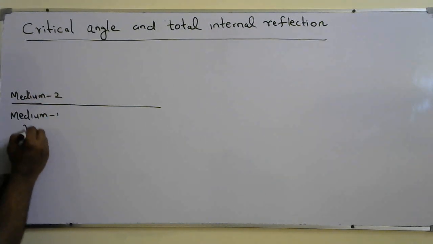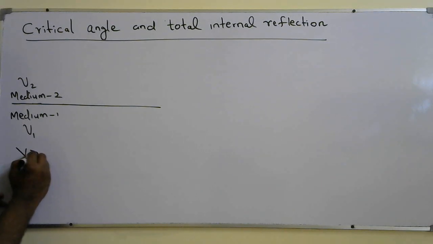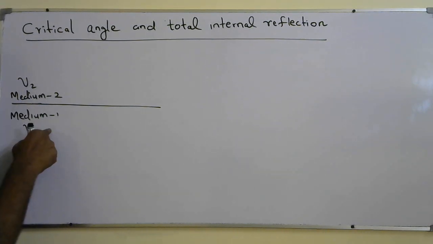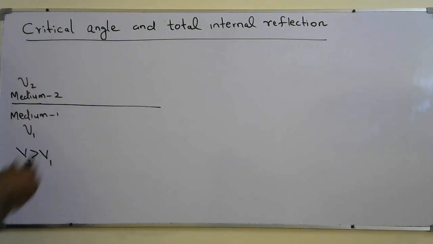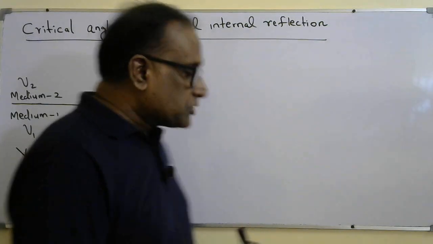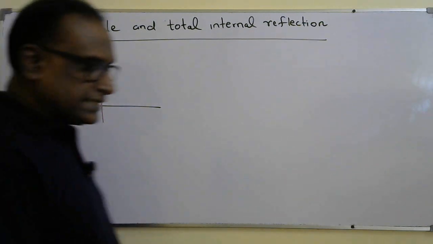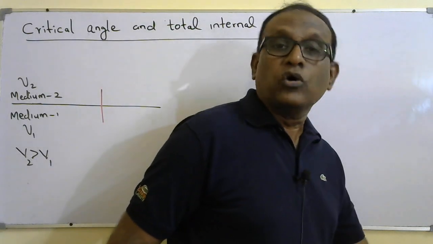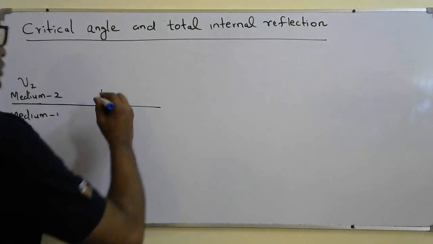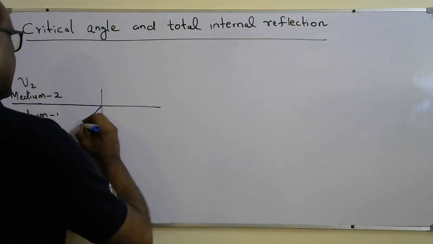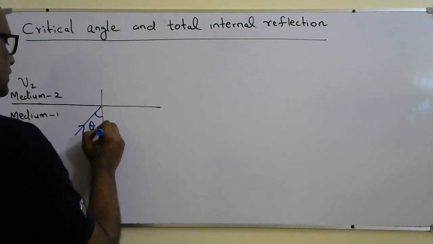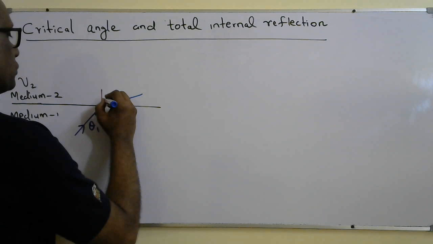So the speed here is V1, here the speed is V2, let V2 be greater than V1. So that means optically more denser medium, optically less denser medium, right? When light moves from an optically more denser medium to an optically less denser medium, the light ray will move away from the normal. So if I say this angle is I or theta 1, this will be theta 2.